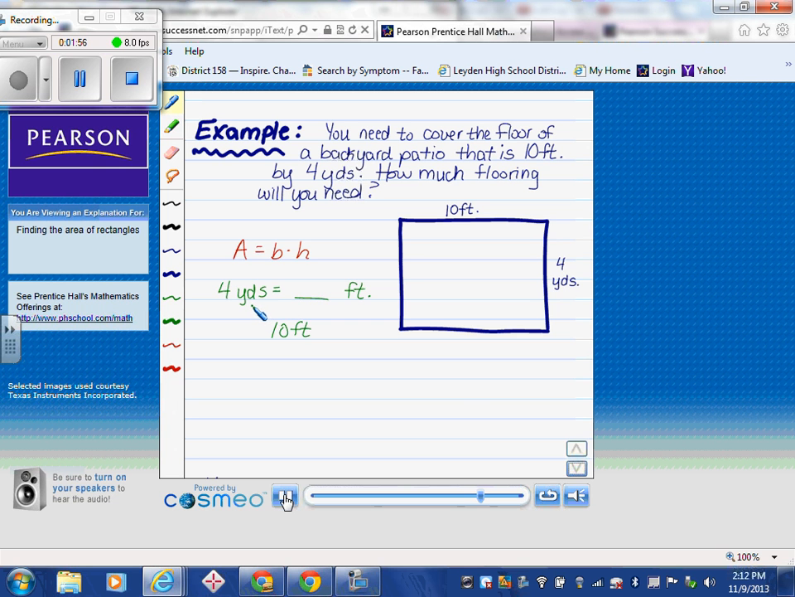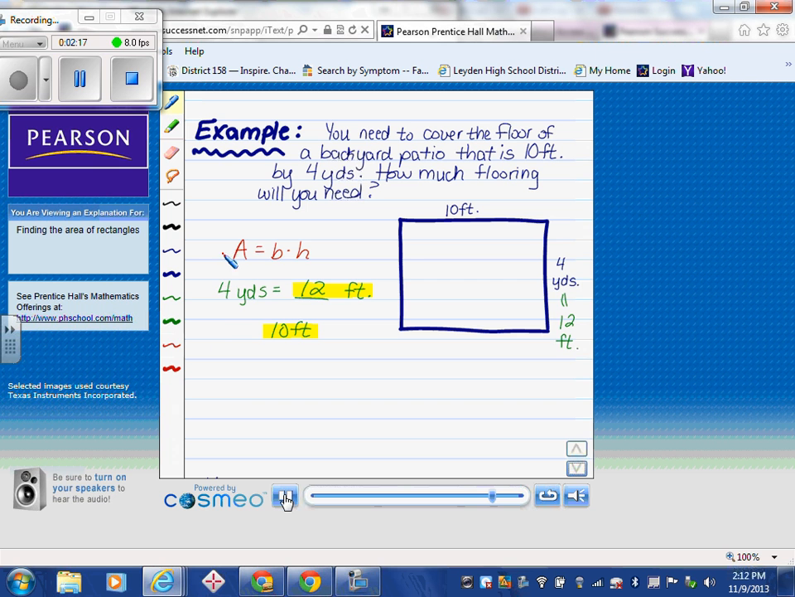Well, 1 yard is equal to 3 feet. So if we multiply 4 times 3, we're going to get that that's 12 feet. So now we're working with two dimensions that are in the same unit. So when we consider 4 yards, we'll want to consider that and use the measurement of 12 feet.